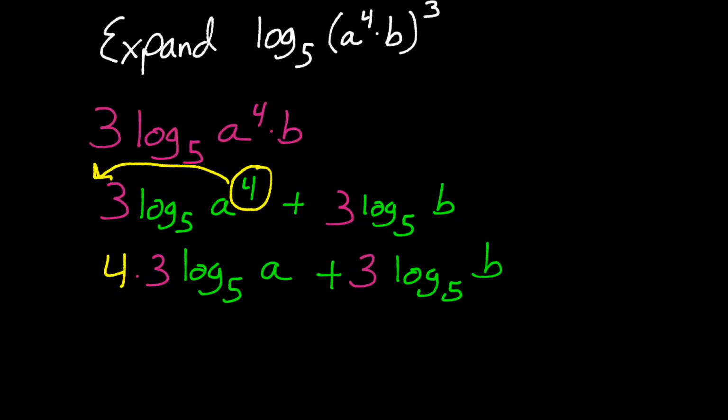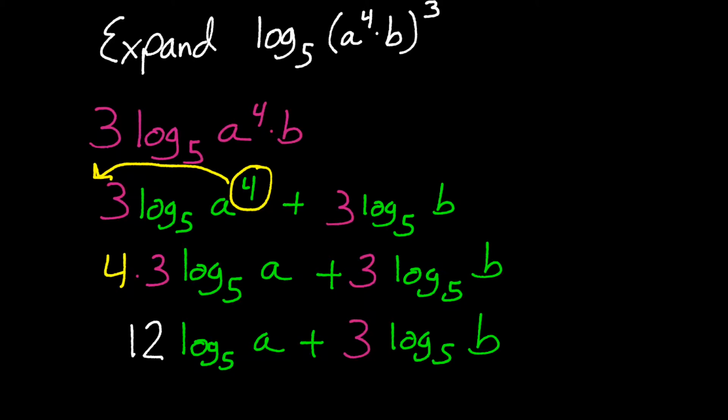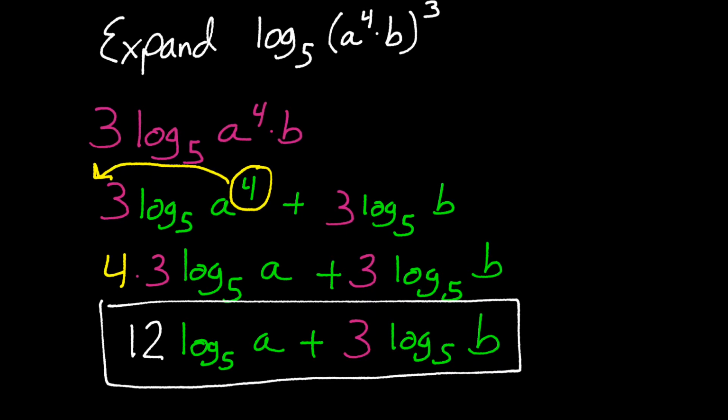So 4 times 3 gives me 12, and then that's 12 times the log base 5 of a plus 3 times the log base 5 of b. And that is our final answer here. So there was a lot of stuff going on. It looked kind of ugly, but following our rules step by step, we were able to handle it. Hope you found this video on the properties of logs useful, and good luck!